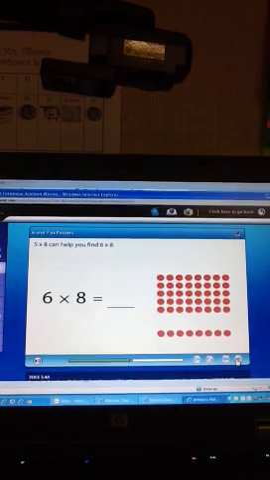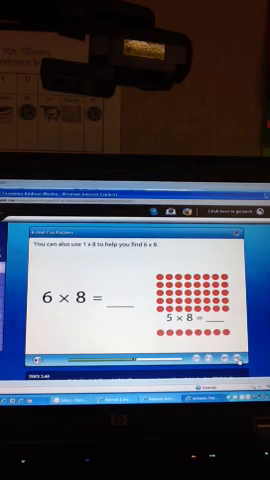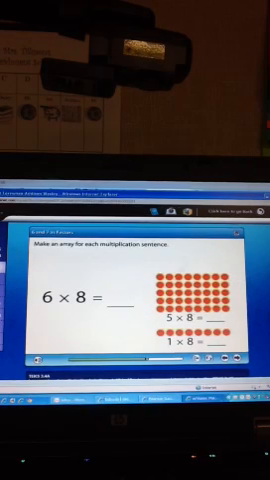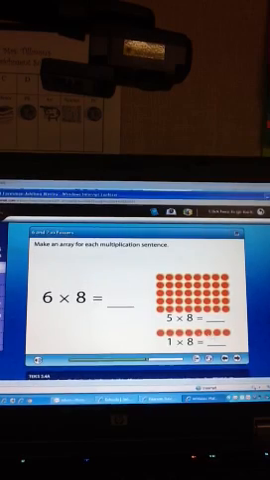So 5 times 8 will help us find part of the answer to 6 times 8. 1 times 8 will be the other part. So when we add 5 times 8 and 1 times 8 together, that's going to give us our total for 6 times 8. So they have made an array for each multiplication sentence. This is 5 rows of 8, and this is 1 row of 8. When we add them together, that'll be our total of 6 rows of 8.